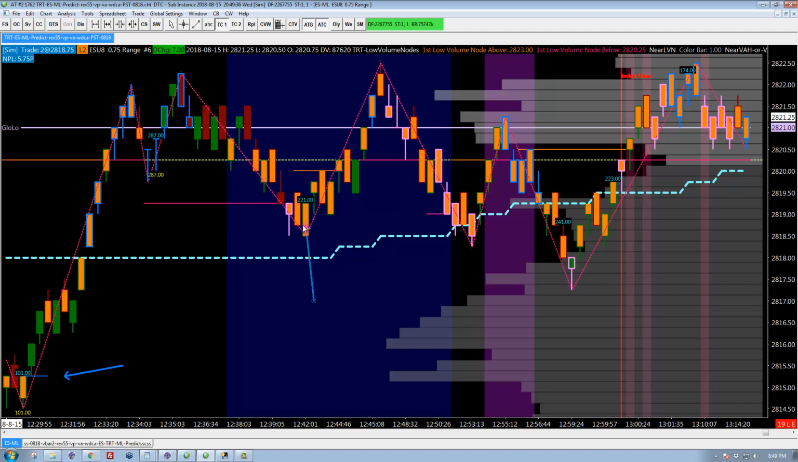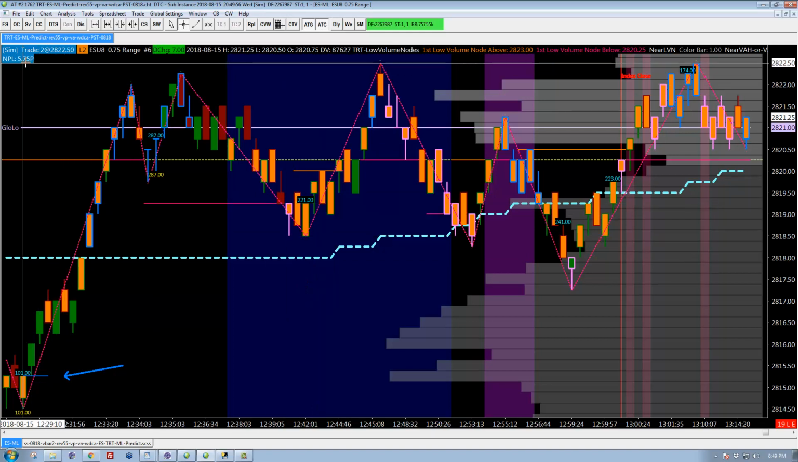Another short here that we don't take because, well, at this point it's after 12:40, so we're done. But we wouldn't take it anyway. Is that right? No, we would. We would have gotten short right there. In any case, 12:40 is when I stop, which is right there. So no trade there. The net here and all that was 5 3/4.